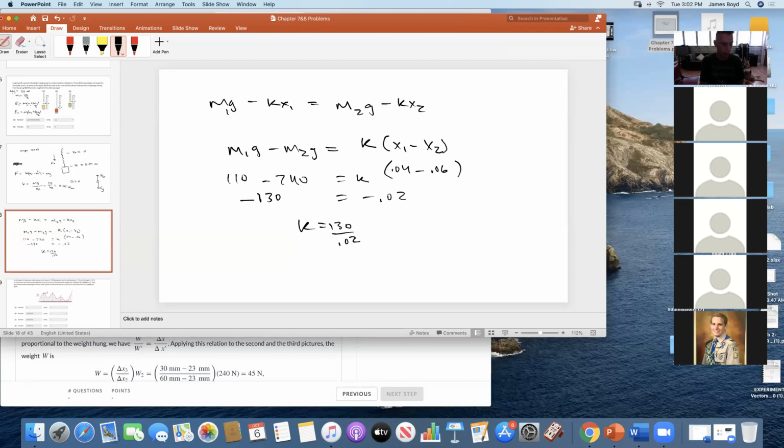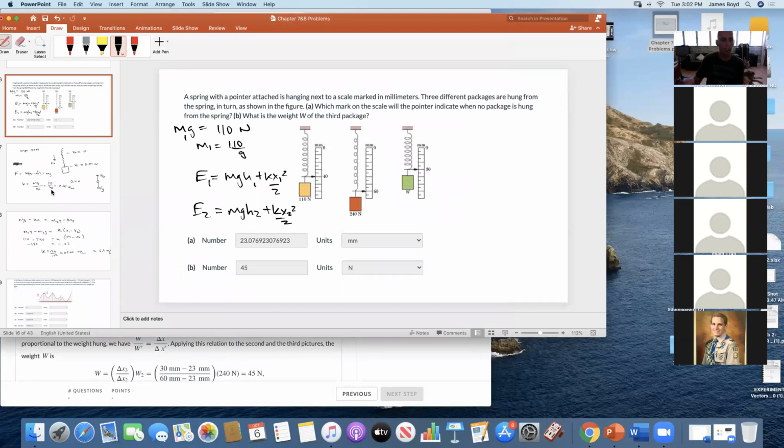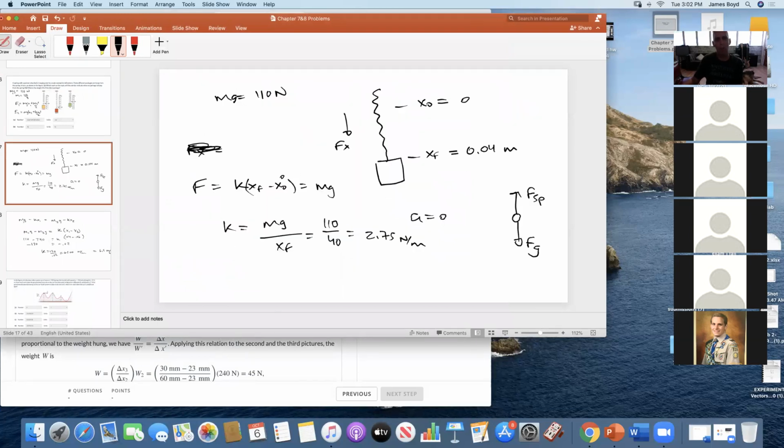130 divided by 0.02 is 6,500 newtons per meter. If I want it in millimeters, that's 6.5 newtons per millimeter, because there's 1,000 millimeters per meter. Once I have that, as you can see in the solution here, these two equations are true. And once I have k, I can find x final for either one of these. That was what I was doing here, trying to find x final.